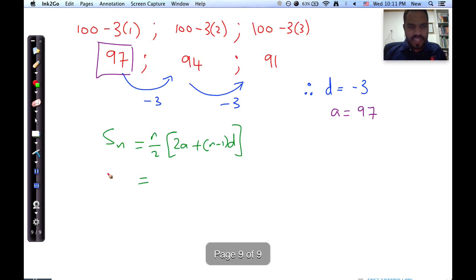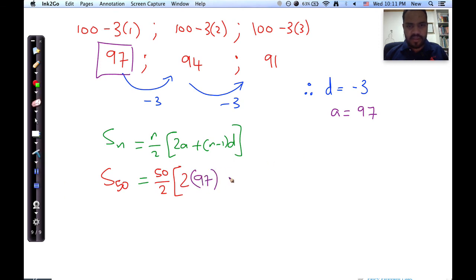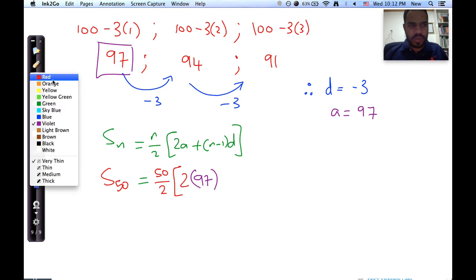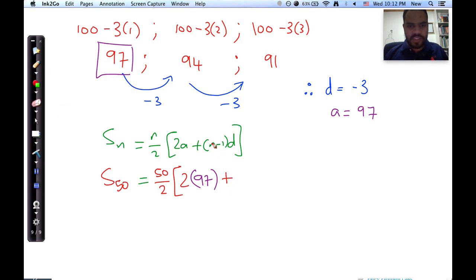So in this case, we're talking about the sum of 50 terms, and that's going to be 50 over 2, multiplied by 2 times a. A's value was 97, so I'll just take it from there, plus 50 terms minus 1, which is 49, because n over 2 is 25, and 50 minus 1 is 49, and I multiply that by the difference, which is negative 3.